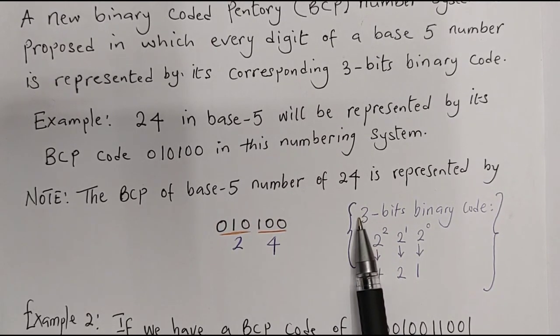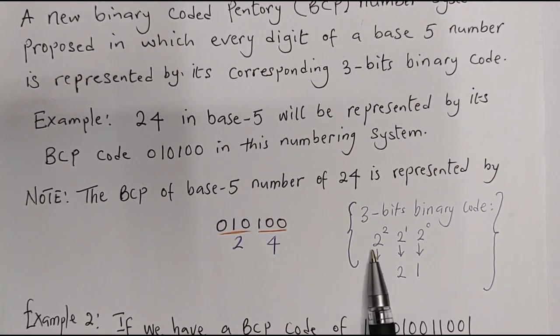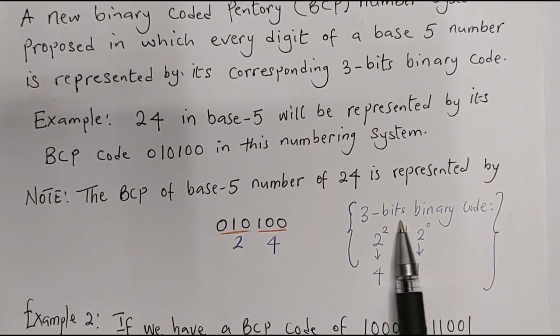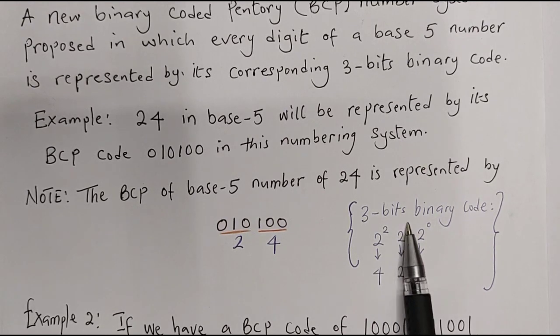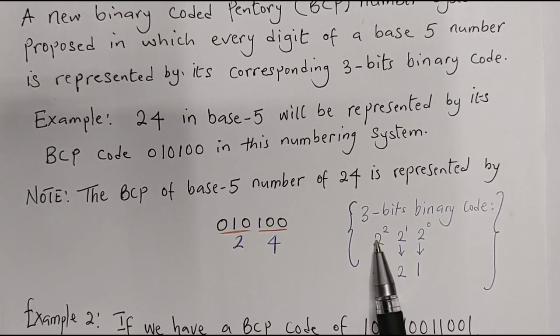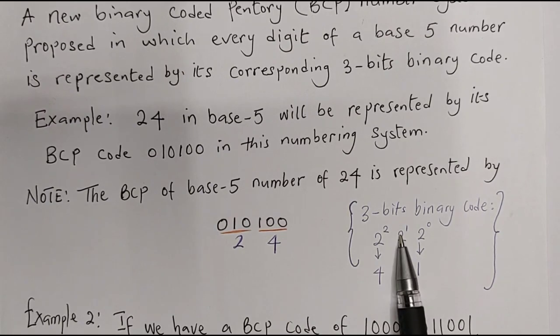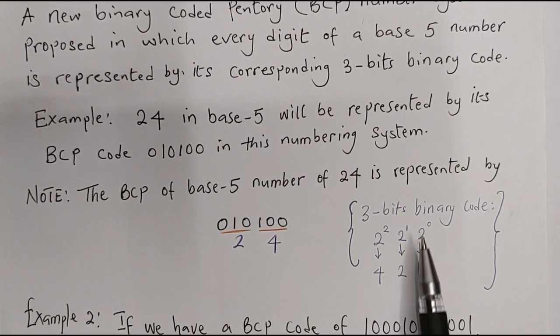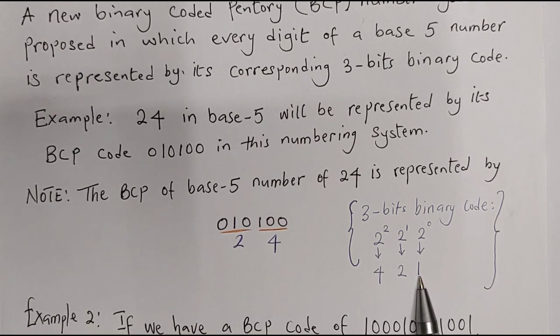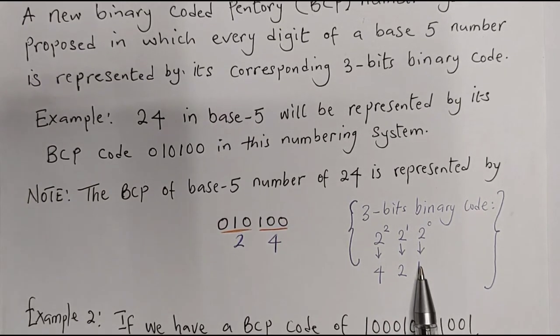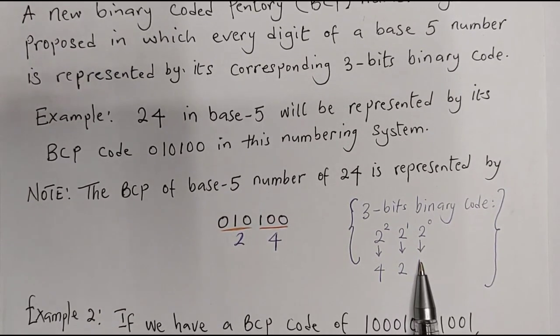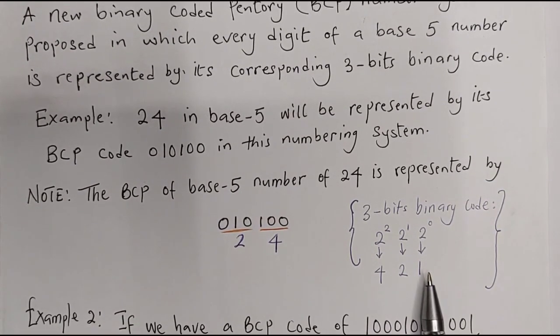Now since we're going to be using a 3-bit binary code, it means we're going to be using this formula, which is 2 raised to the power of 2, 2 raised to the power of 1, 2 raised to the power of 0. Now 2 raised to the power of 2 gives us 4, 2 raised to the power of 1 gives us 2, and 2 raised to the power of 0 gives us 1. So this is the code we're going to use in order to decode or represent base 5 numbers in their corresponding BCP code.